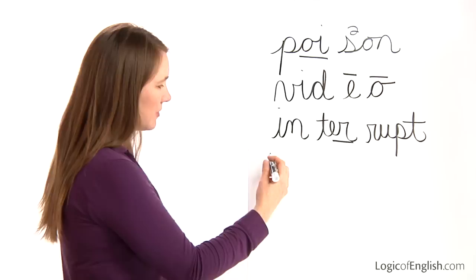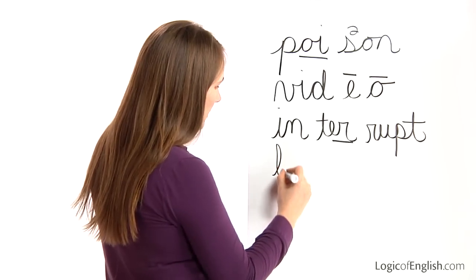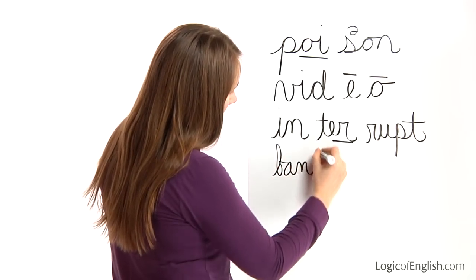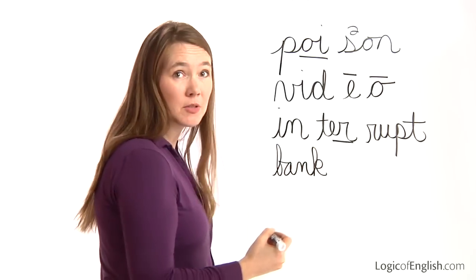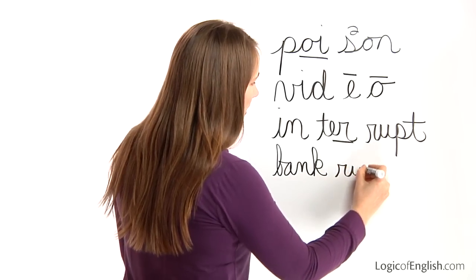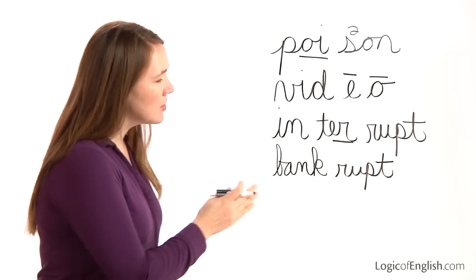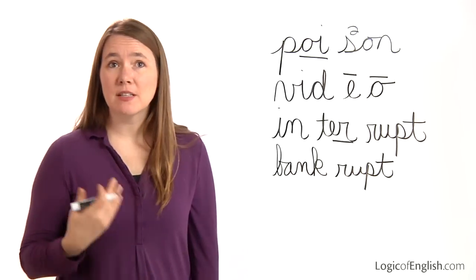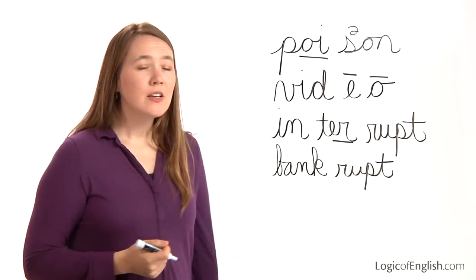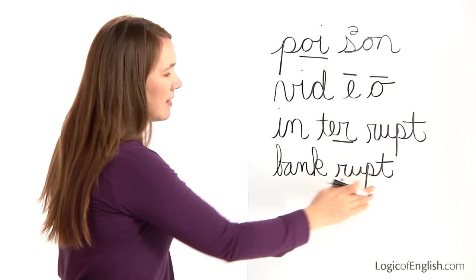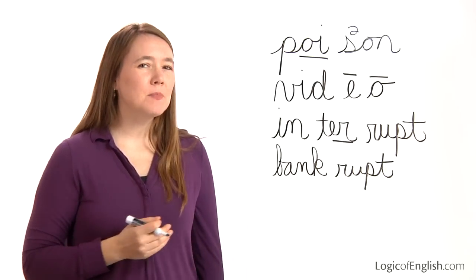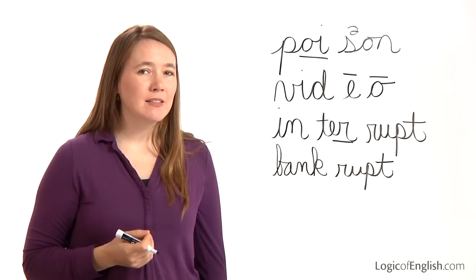And now help me to write it. The first syllable is bank, b, a, n, k. And the second syllable is rupt, r, u, p, t. And what do you notice is the same between interrupt and bankrupt? You're right, they both have rupt in them. Do you have any ideas based on these words what rupt may mean?